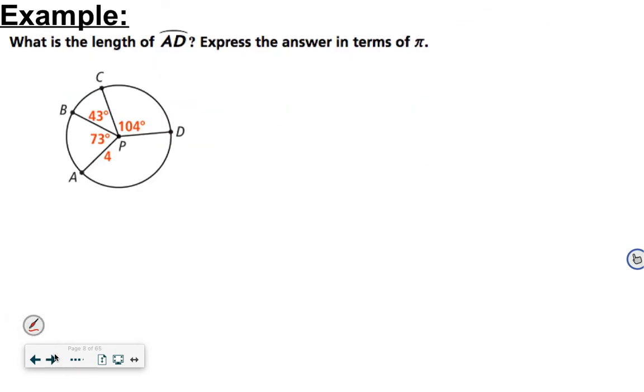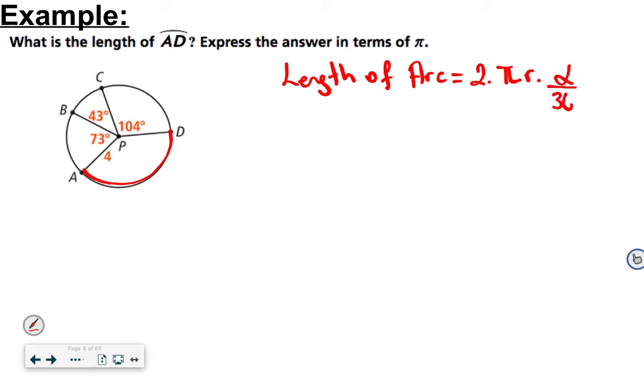What is the length of arc AD? I am looking for the length of this arc. To be able to find the length of the arc, first you should find the measure of the arc. First of all, let me write the length of the arc. Length of arc can be found as 2 times pi times r times alpha over 360.